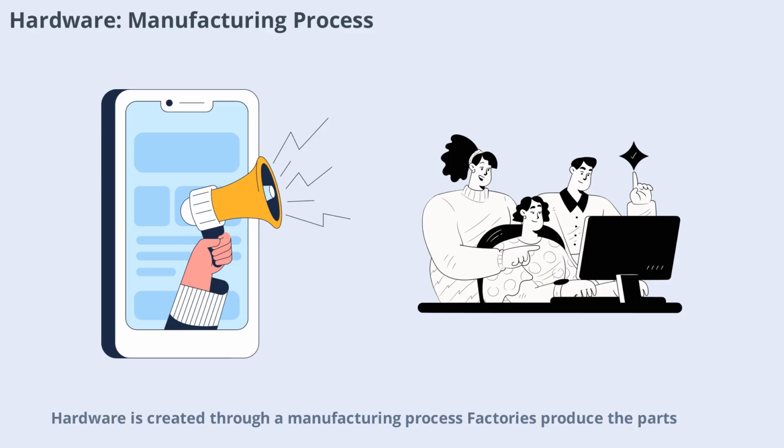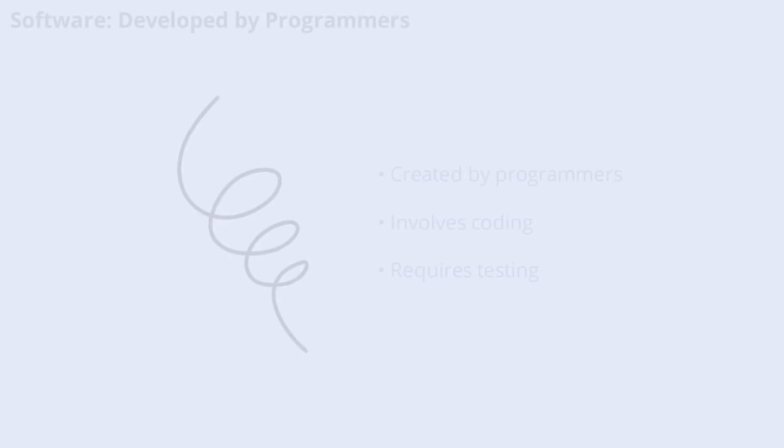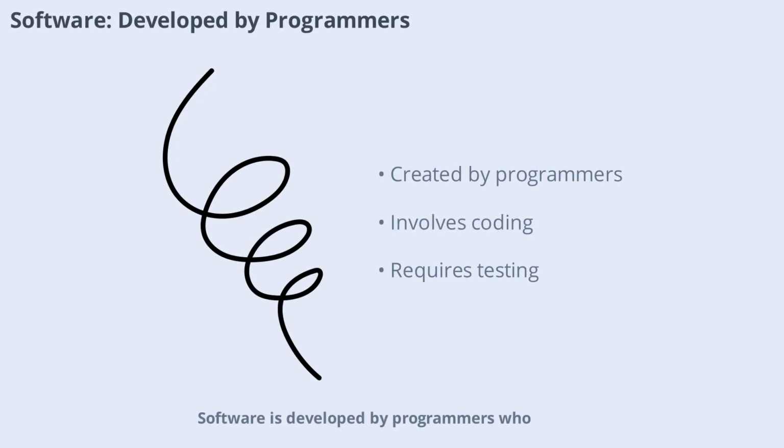Hardware is created through a manufacturing process. Factories produce the parts, which are then assembled into devices like computers, phones, and tablets. Each piece is carefully designed to fit and work together. Software is developed by programmers who write code to create programs and applications. This process involves planning, designing, coding, testing, and updating to ensure the software works as intended.